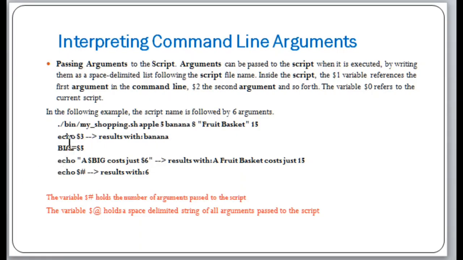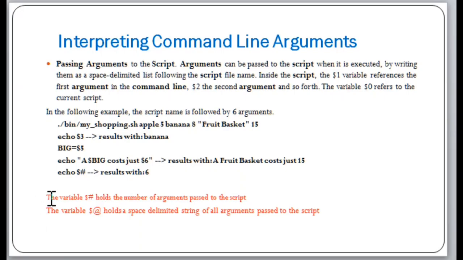And if we do the variable big equals $5, and we echo the variable big costs just $6, that will result in, and we count 5 here, 1, 2, 3, 4, 5, a fruit basket, which is variable 5 here, costs just 15. Okay, because variable 6 here, 15, is the last and 6th variable.